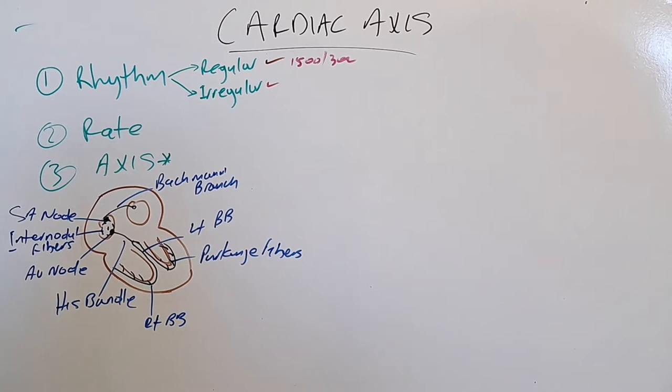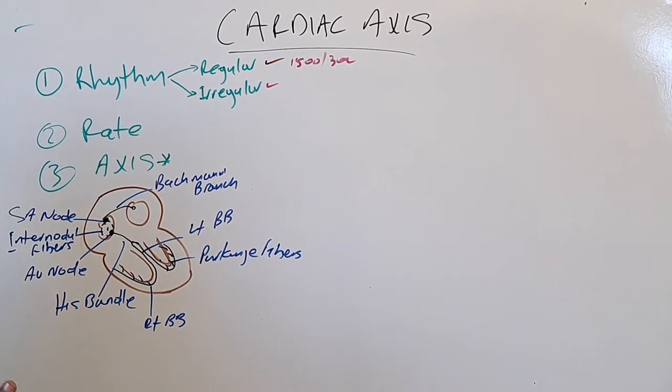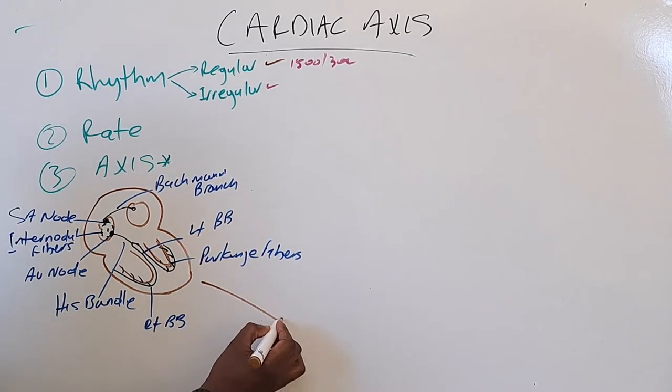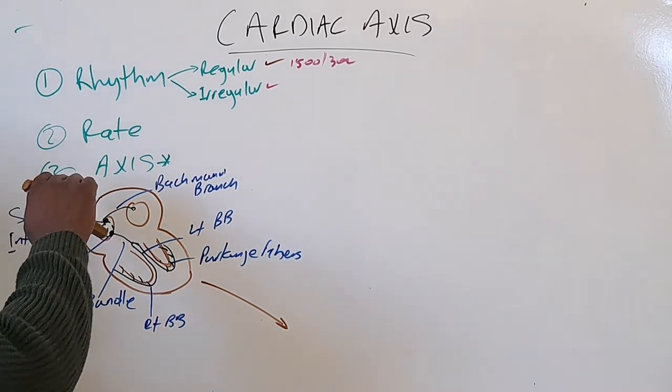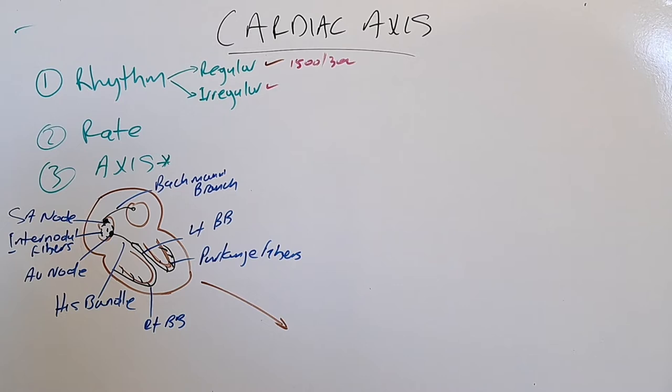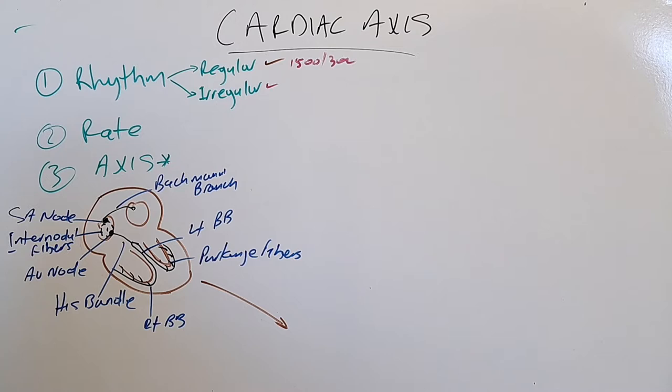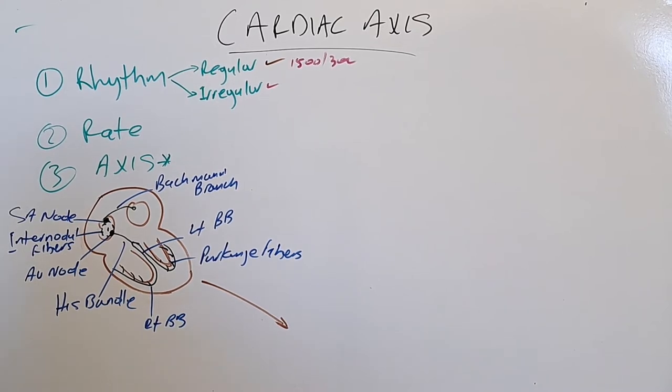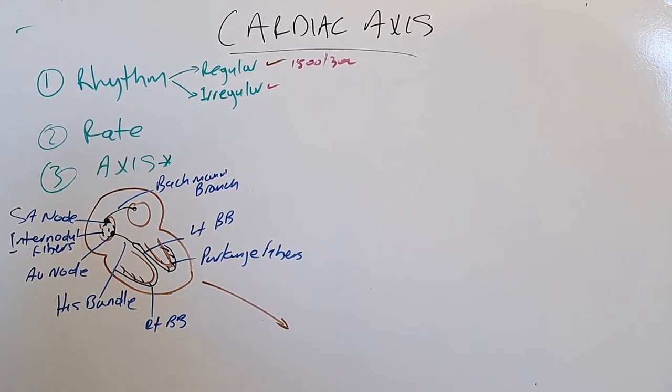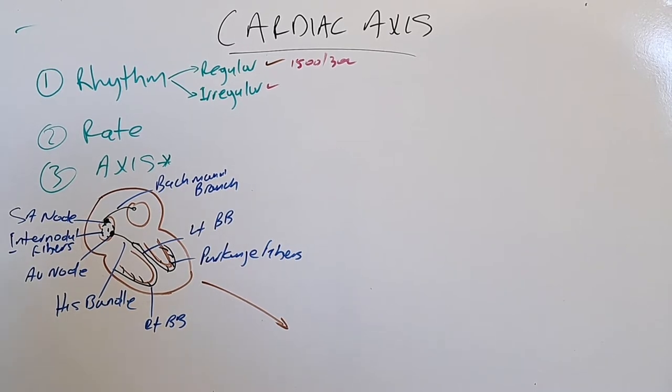There are other small action potentials that move in other directions, but the majority, or the gross movement, of action potentials in a heart, they move this direction. They move this direction. That's the normal direction the current moves in the heart. It's a downward left direction. So that's what the cardiac axis is all about.